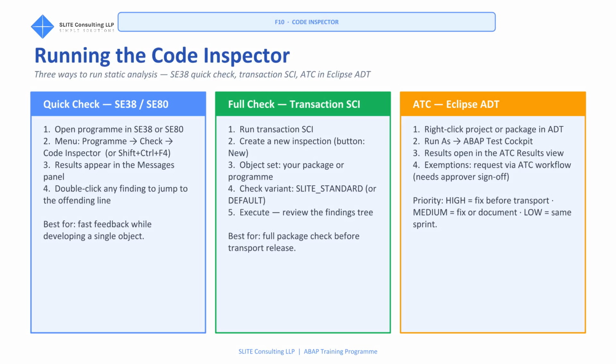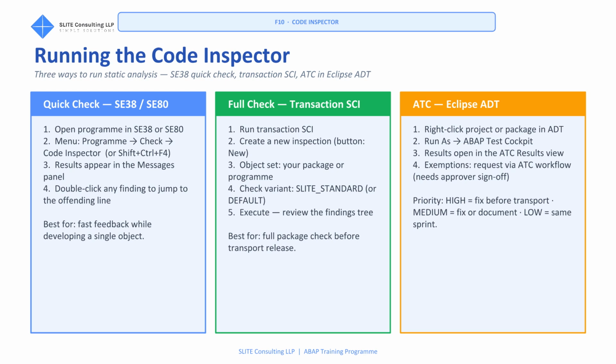There are 3 ways to run the code inspector. Pick the one that matches where you are in the development cycle. First, a quick check from SE38 or SE80: Menu, Program, then Check, then Code Inspector, or Shift plus Control plus F4. Results appear in the Messages panel. Double-click a finding to jump to the line. This is your fast feedback loop while developing a single object.